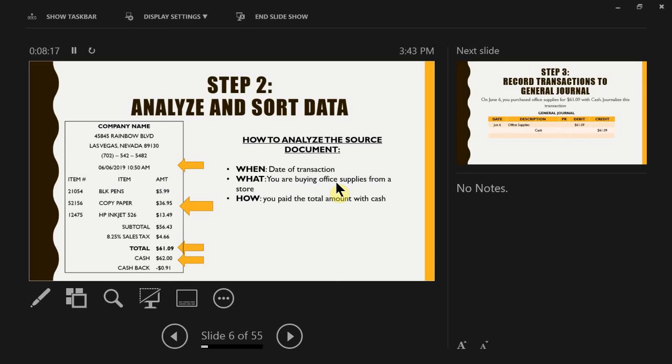Okay? So again, we're analyzing the source documents and determining how this transaction, in relation to your transaction analysis, affects your business. I purchased office supplies because I'm printing stuff. I'm printing out receipts, invoices, bills, whatever it is. I need to buy printer paper and printer ink. So how does that affect your business? This is exactly what it does. I need to buy these office supplies in order to operate and continue doing my business. Okay?